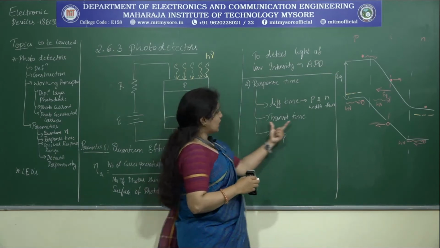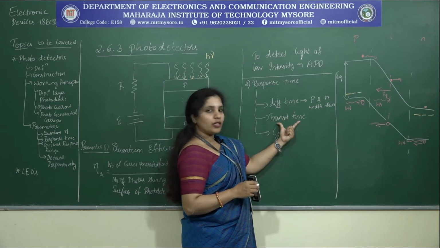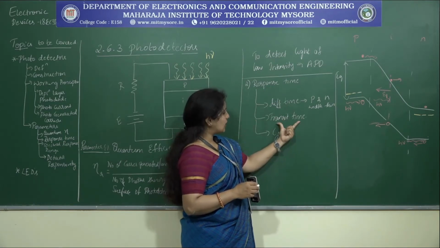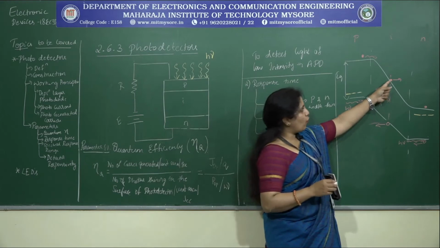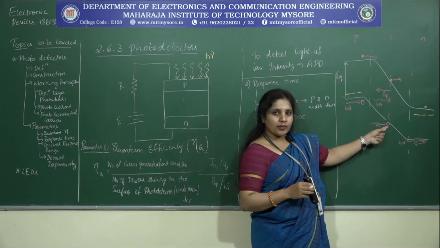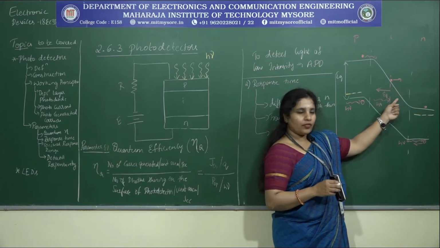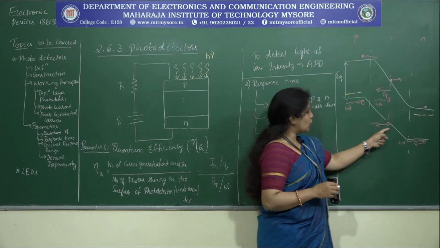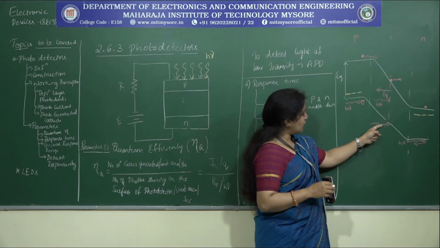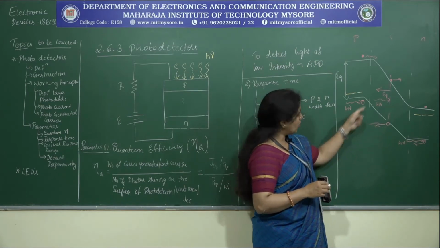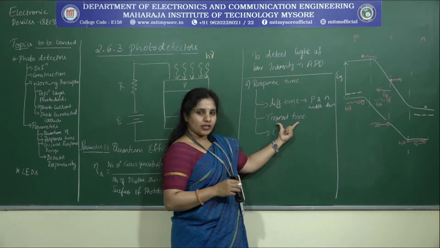Now, what is the second parameter that we have in order to ensure the response time is less? The second parameter is what we call the transit time. What this transit time indicates is that once the photo carriers are generated within the depletion region, they have to traverse under the influence of the electric field, and the electrons get swept by the N type, and the holes get swept by the P type. The time that it takes for the holes to reach the P region and the electrons to reach the N region is what we refer to as the transit time.